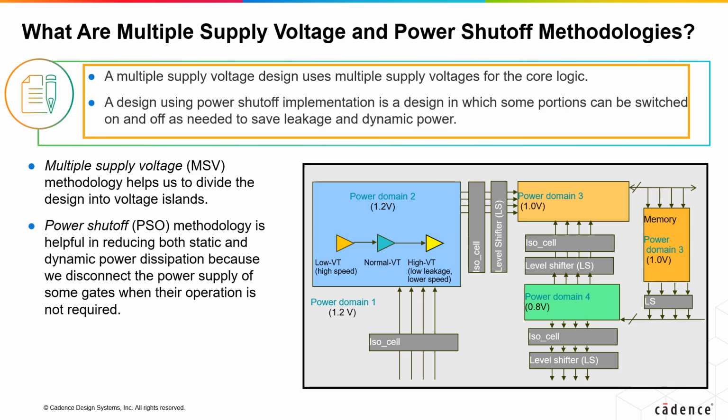The MSV design uses multiple supply voltages for the core logic. The MSV methodology assigns high supply voltages to the timing critical path of the design and low supply voltages to the non-critical path. A design using power shutoff (PSO) implementation is a design of which some of the portions can be switched on and off as needed to save the dynamic and leakage power.